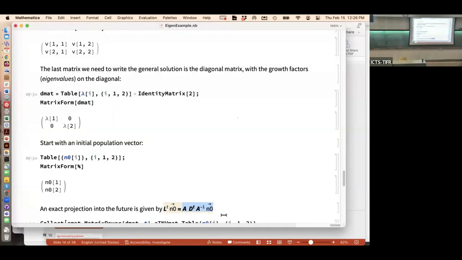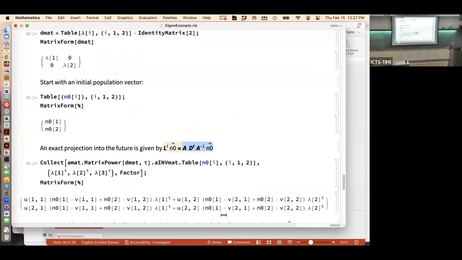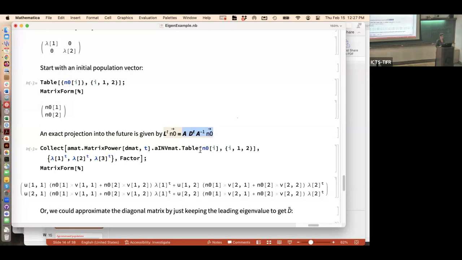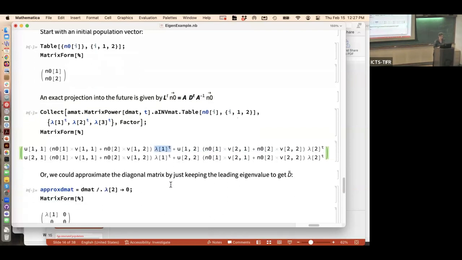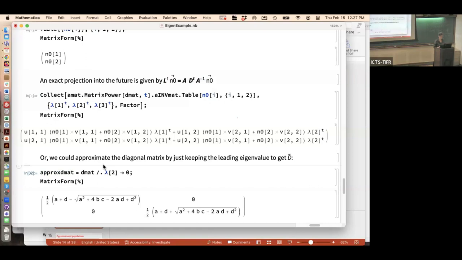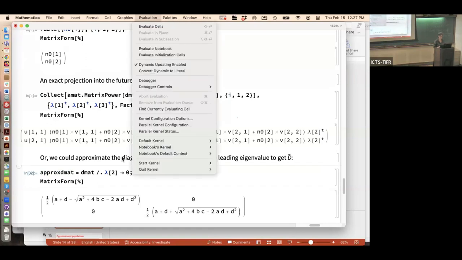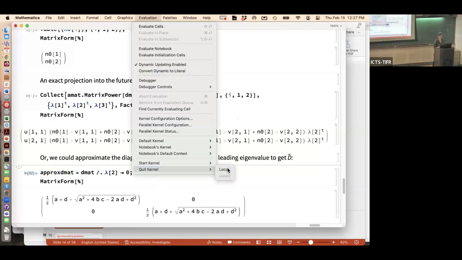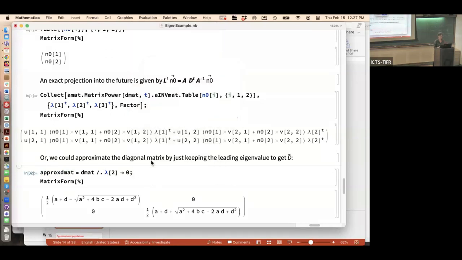We've almost got all the elements we need. Okay. So in general, we would have a prediction into the future over time that depended on both eigenvalues, but I'm saying the one that's growing fastest is the only one that we are going to focus on, just this one. And if we approximate the D matrix, oh, I need to clear everything. Just quit the kernel. I don't want the specific matrix, I want the general one.